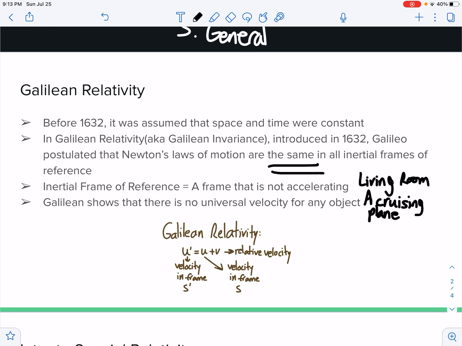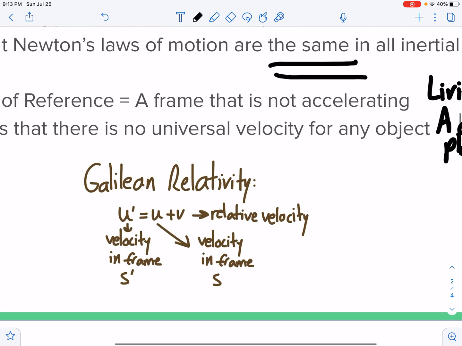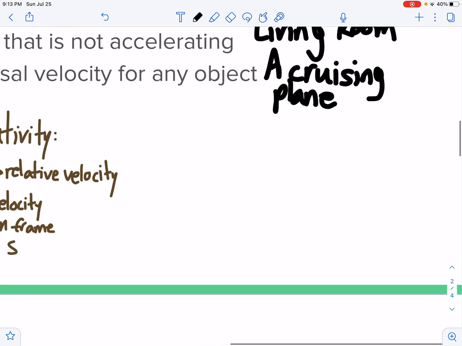So what exactly does this mean? Galilean relativity shows that there is no universal velocity for each object, and this can be summed up through the equation below: the velocity in one frame is equal to the velocity in the first frame plus the relative velocity. But what does this mean? Let's start with a simple example.